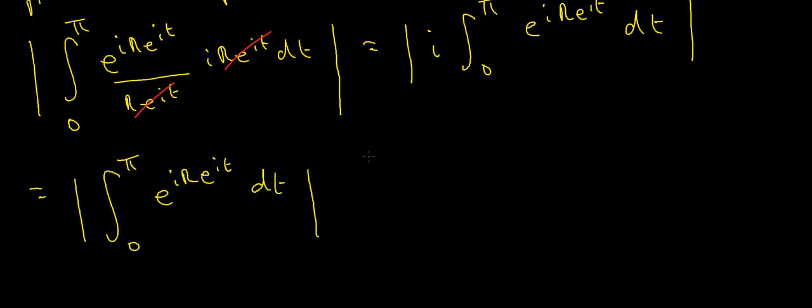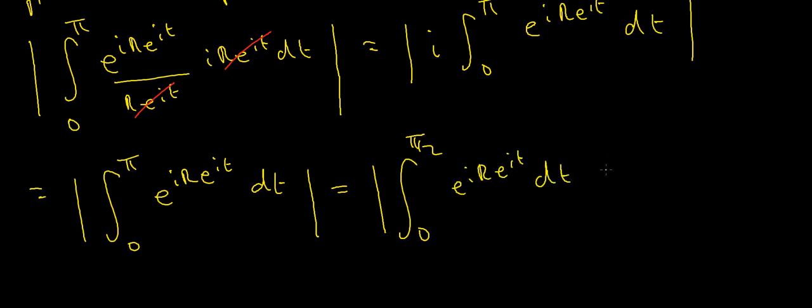And I'm going to do a trick now. I'm going to split this integral into two. I'm going to integrate from 0 to pi over 2 and from pi over 2 to pi. So this is the same as the absolute value of the sum of the integrals from 0 to pi over 2 of e to the i r e to the it dt, plus the integral from pi over 2 to pi of e to the i r e to the it.